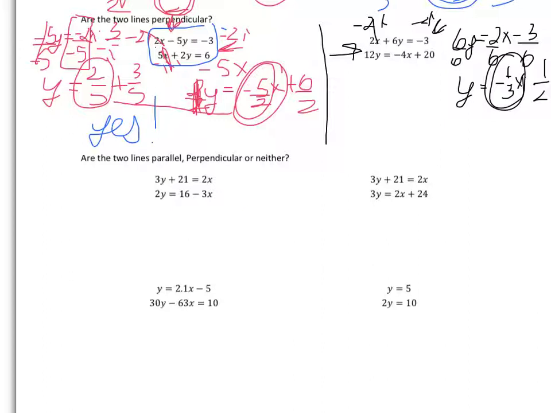Well, it'd have to be the negative reciprocal. So the opposite of a negative is a positive, and the reciprocal of 1/3 is 3/1. So if the slope of this is positive 3, they are perpendicular. If it's not, well, then they're not perpendicular.